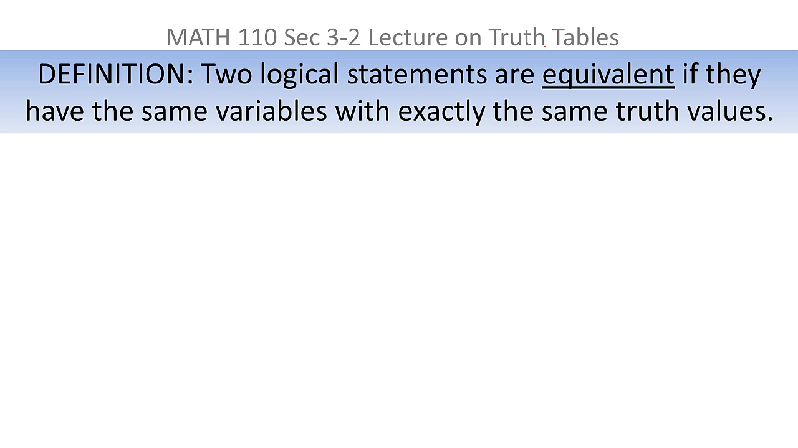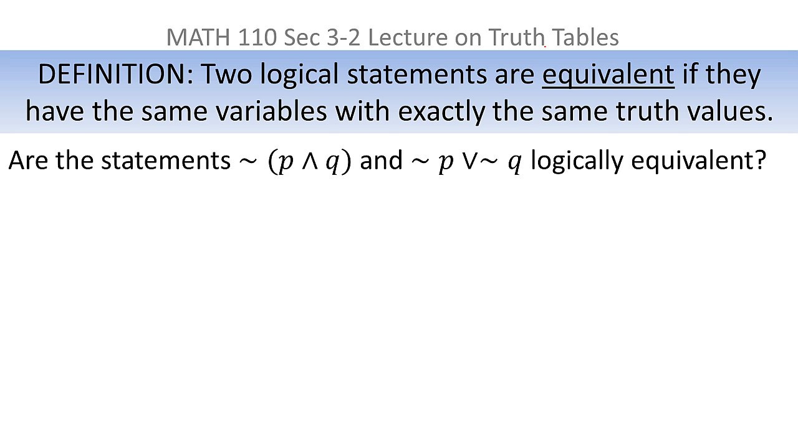There's also a concept called equivalence that's extremely important, and by definition, two logical statements are equivalent if they have the same variables with exactly the same truth values. Simple example. Are these two statements logically equivalent? The negation of P ANDed with Q and the negation of P ORed with the negation of Q. Well, what does it mean to be logically equivalent? They have to have the same variables with exactly the same truth values.